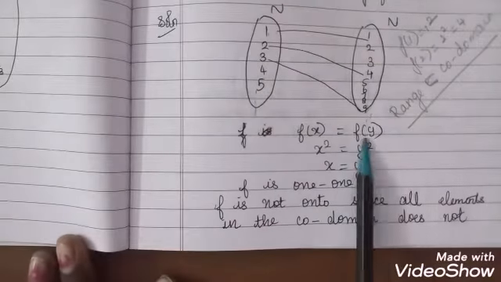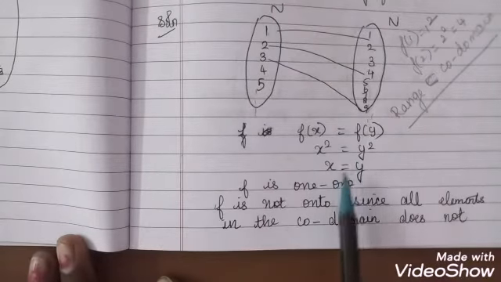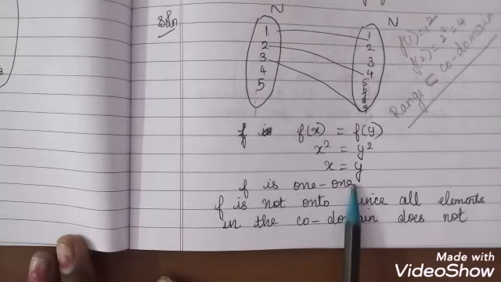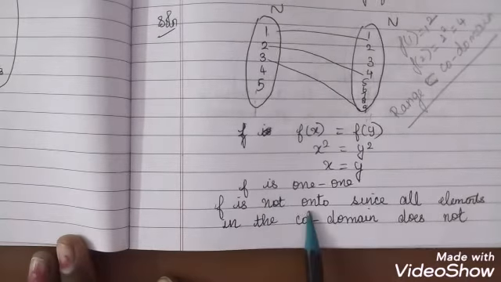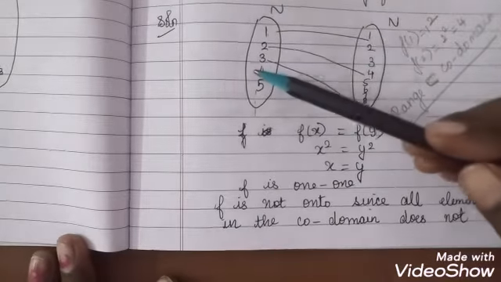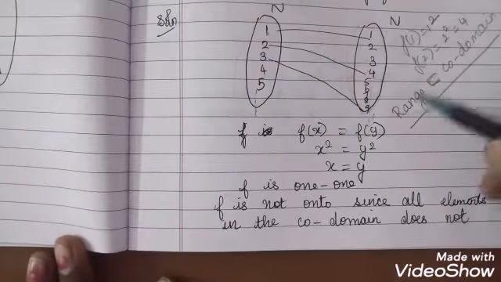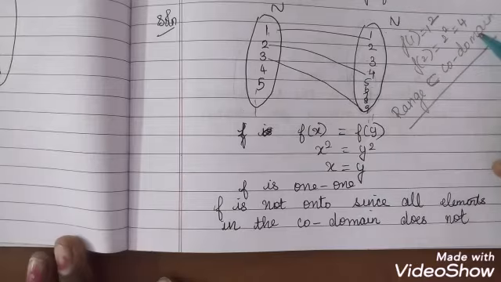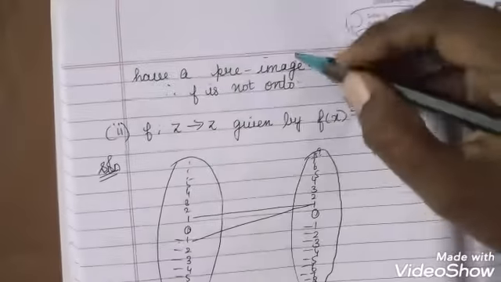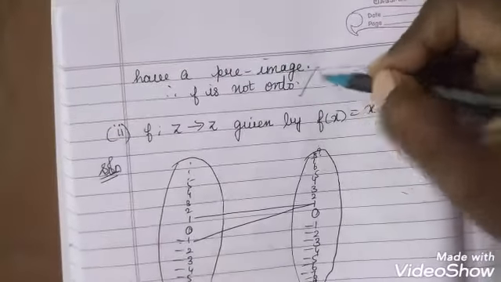If f of x is equal to f of y, then x squared is equal to y squared, and you get x equal to y. Therefore your f is said to be a 1 to 1 function. So f is not onto, since all the elements in the codomain do not have a pre-image. In other words, your range is a subset of the codomain, therefore f is not onto. Is it clear? It is 1 to 1 but not onto. As I told you for the previous one, they do not have a pre-image, and therefore f is not onto.